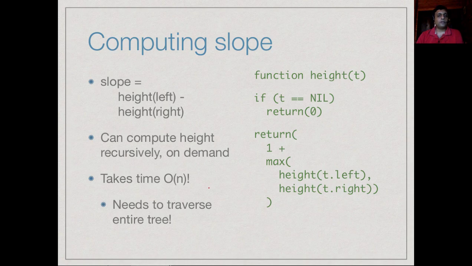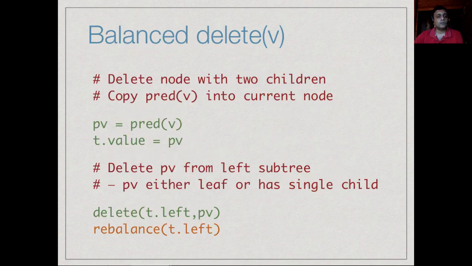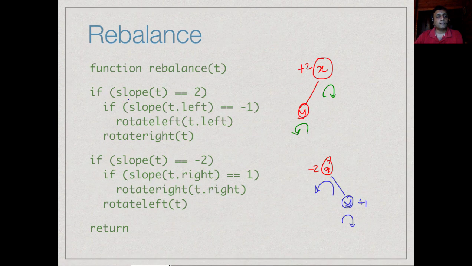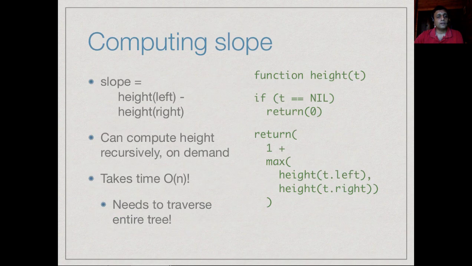There is one point we have to be a bit careful about. We said that we have to do all this rebalancing, and rebalancing requires us to compute the slope. Slope we said was defined to be the height of the left minus the height of the right. Now it is possible to compute the height on the fly. The height of a tree is recursively computed. If it is nil, it has height 0. Otherwise, you recursively compute the height of the left and the right, and accounting for this node, you take the maximum of the two subtrees and add 1.